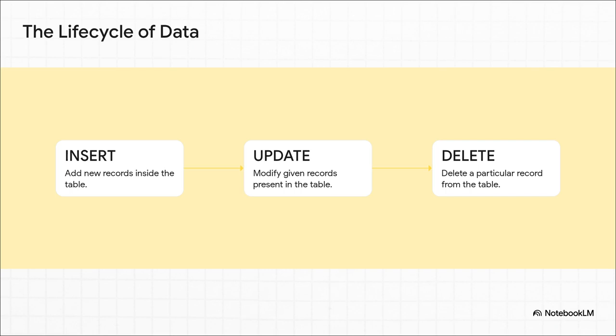Insert is for adding a new record. That's like putting a new book onto the shelf. Update is for changing something that's already there, like fixing a typo in a book's title. And delete, well, that's for getting rid of records.